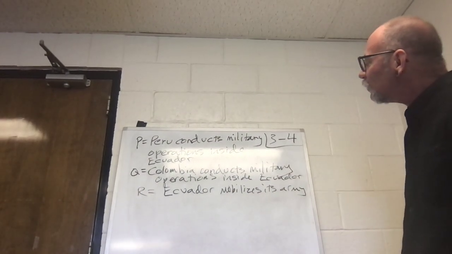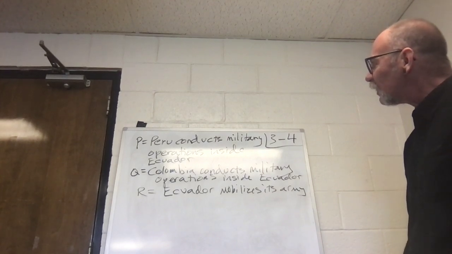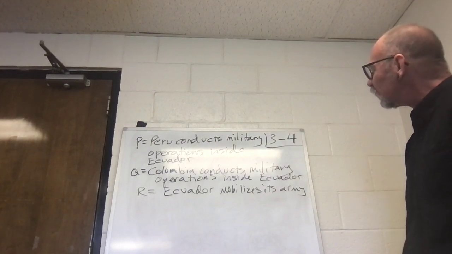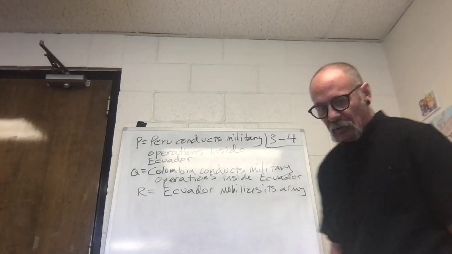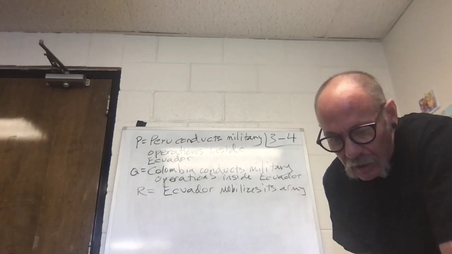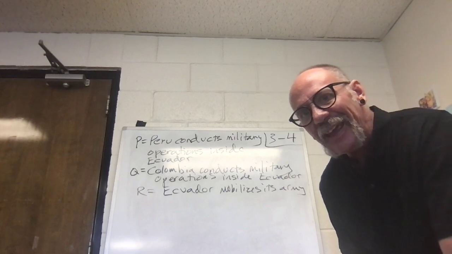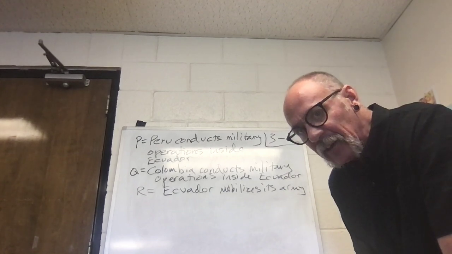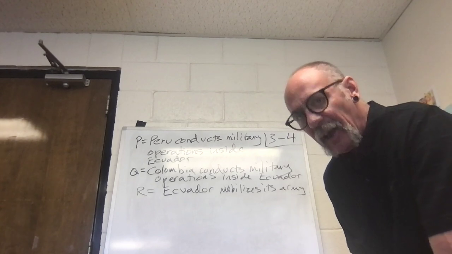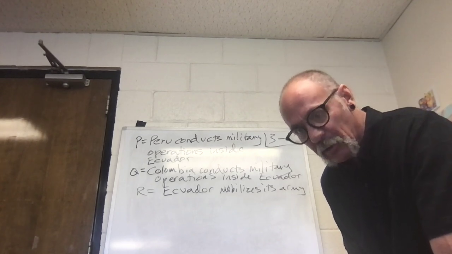P stands for Peru conducts military operations inside Ecuador. Q, Colombia conducts military operations inside of Ecuador. And R, Ecuador mobilizes its army. Here, our translations can include conditionals, as well as negation, conjunction, and disjunction, and sometimes parentheses for grouping.